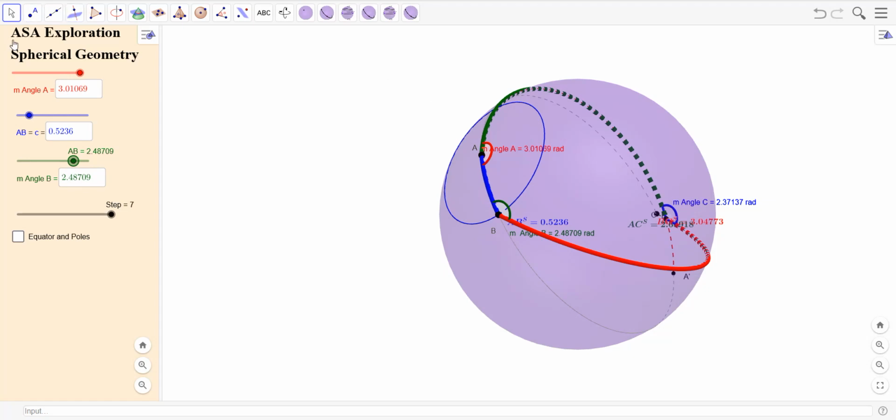If you give me any measurements for an angle, side, and an angle, there will be a triangle of that size, and they will all be congruent to each other in spherical geometry. Otherwise, this works the same as Euclidean and hyperbolic geometry.